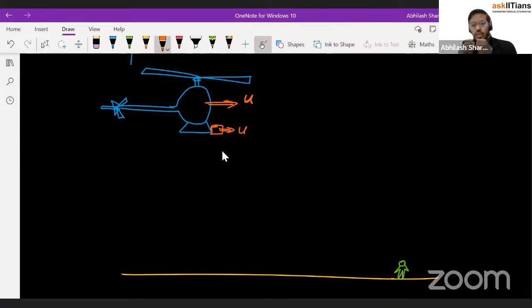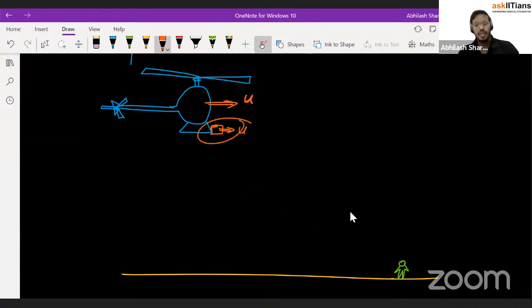Yes, only for now, it depends upon the speed of the chopper. No, irrespective of whatever is the speed, you would have to throw it before. As long as the chopper is moving, you have to throw it before. So think about it, guys.